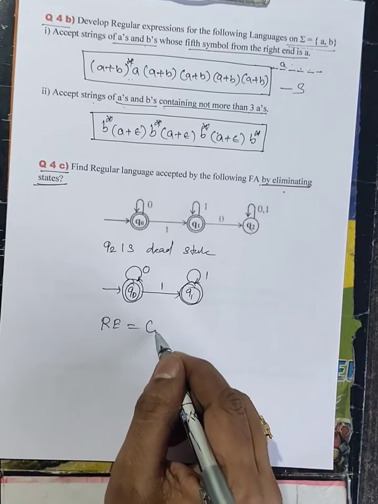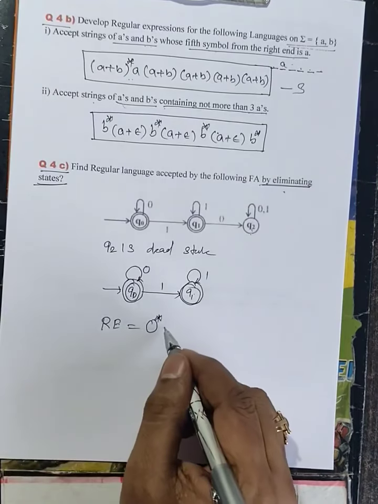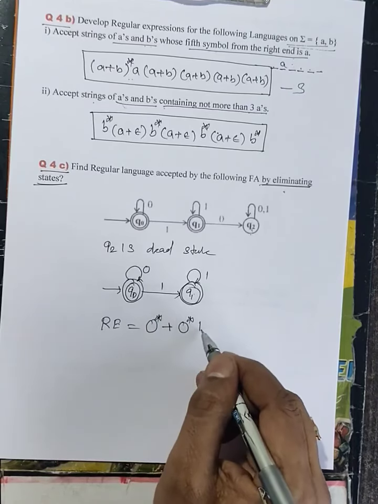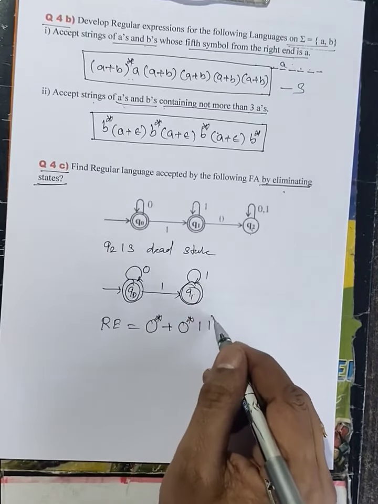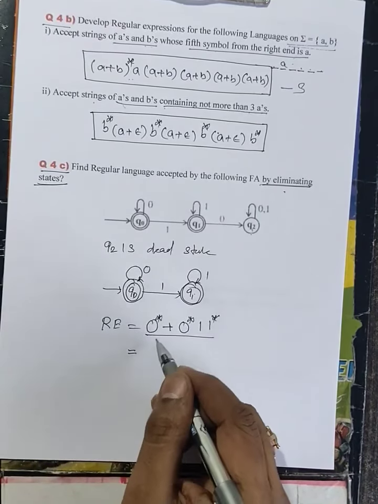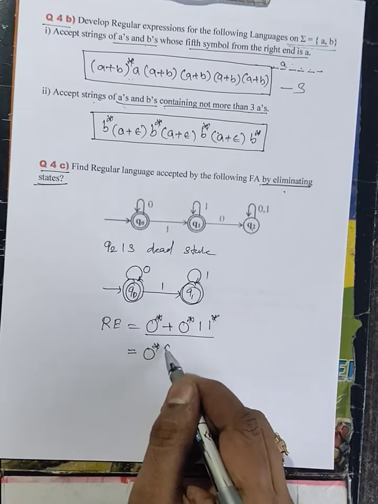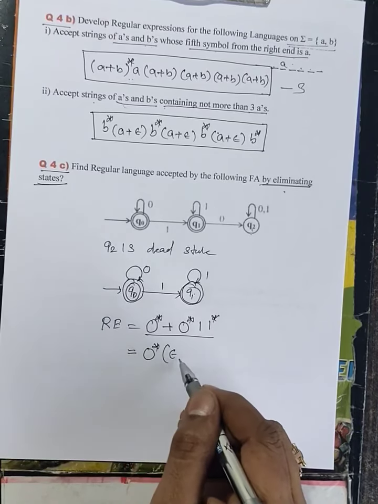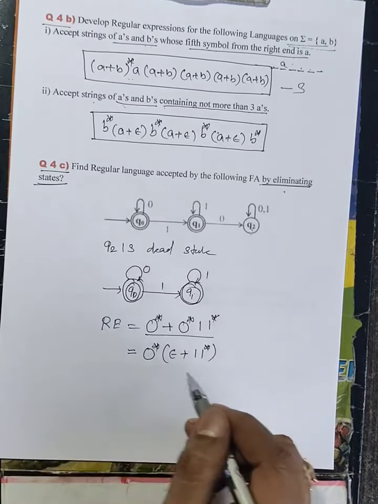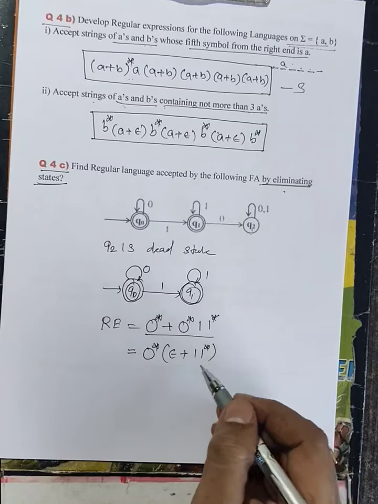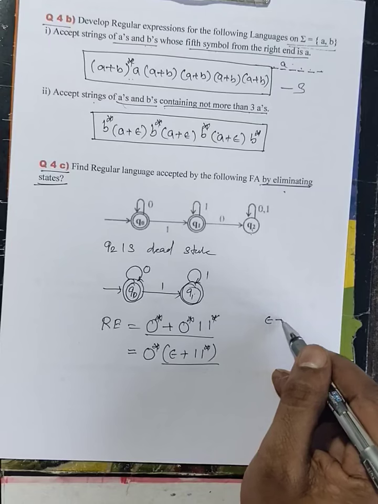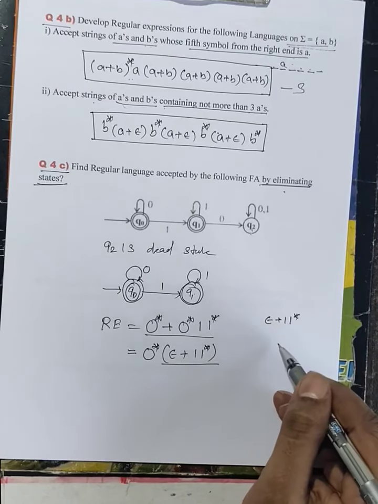0 star, any number of zeros, then 1, then any number of 1 star, and from this you can take any common. From this you can take 0 star common. After this 0 star, here nothing is there, means epsilon plus 1 plus star. This example is also already solved in my YouTube channel. You can watch from there. This example, this one we can reduce. Here epsilon plus 1 to the power star.